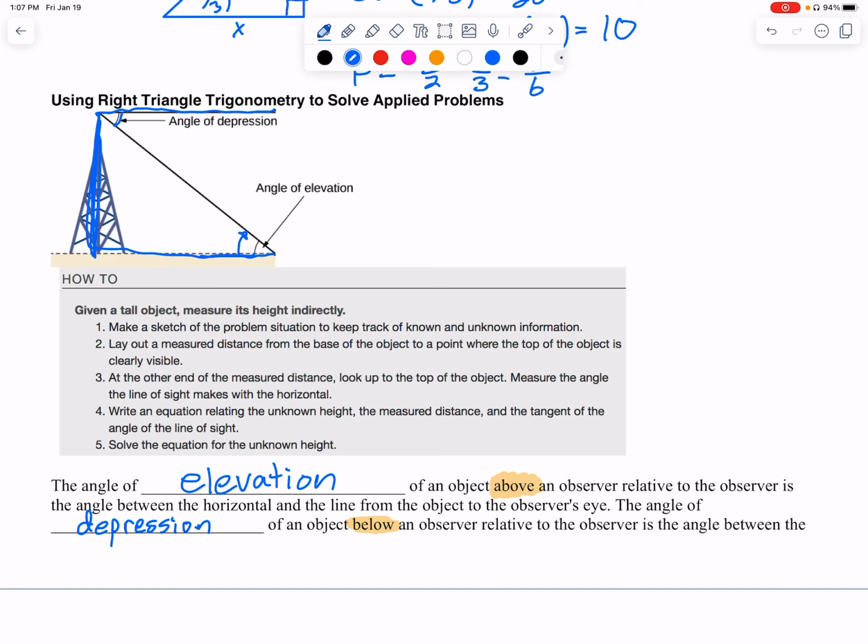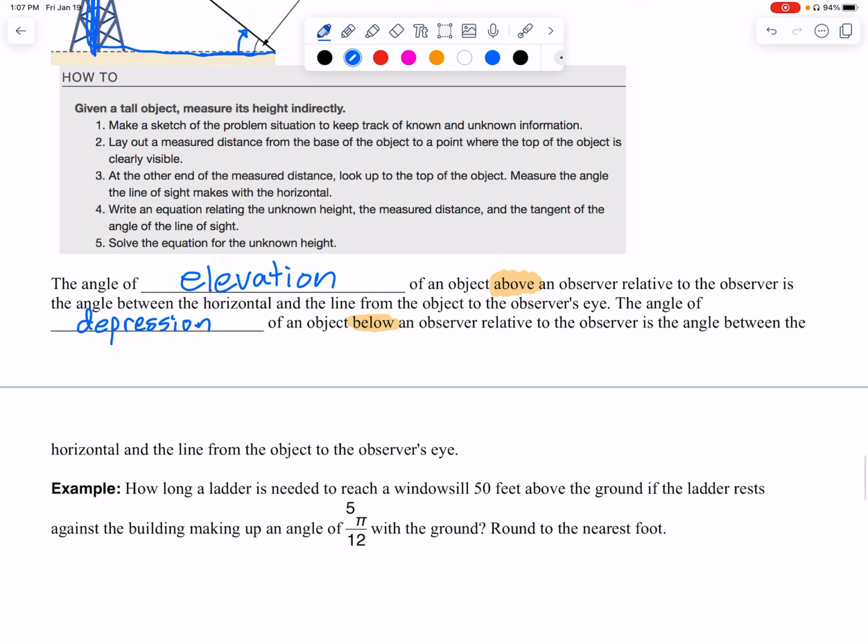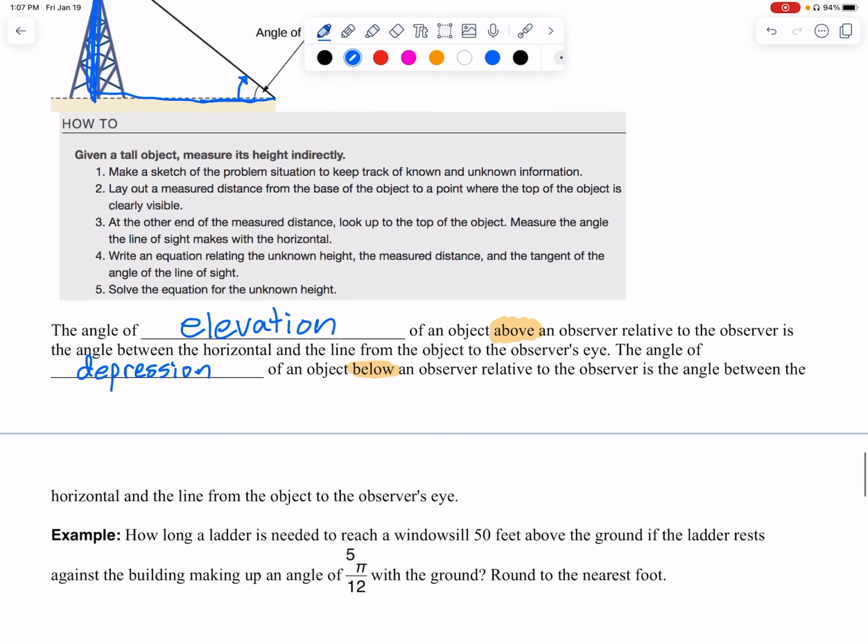Elevation usually will make the triangle. All right, that cut the sentence off, sorry. To the observer is the angle between the horizontal and the line of the object, from the object to the observer's eye. So line of sight.